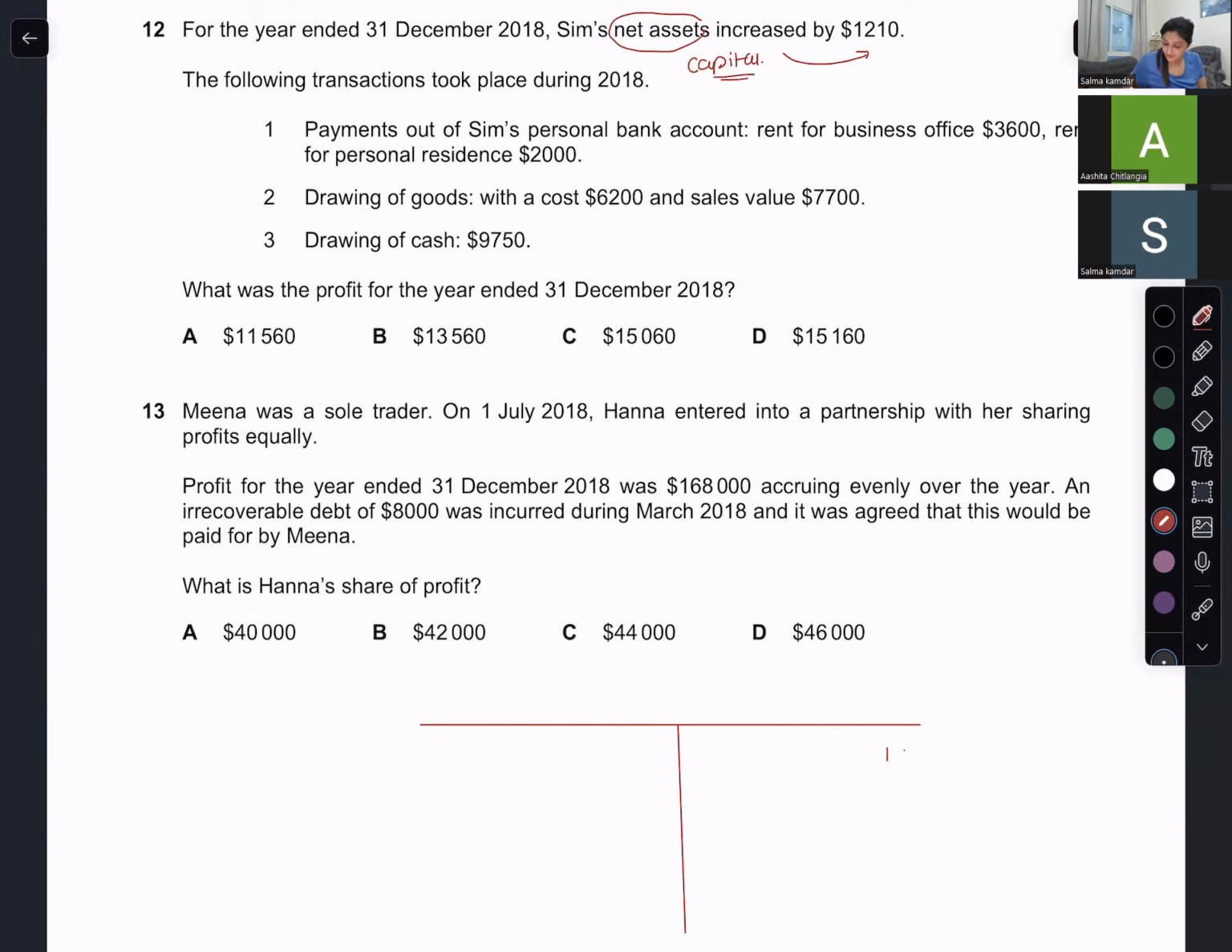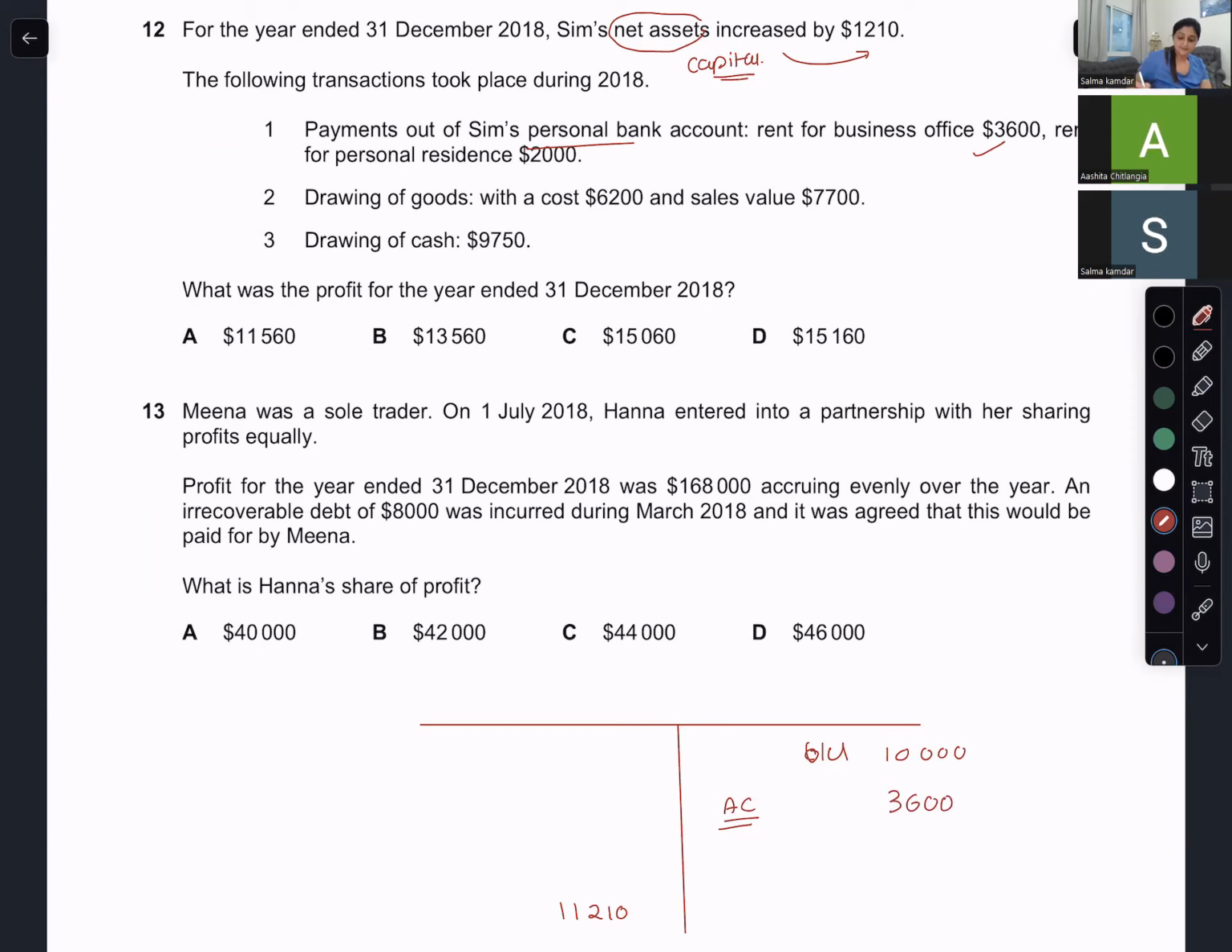I will take 10,000. So closing capital will become how much? 11,210. From her personal bank account, she has paid rent for the business. That means this is additional capital. And what she pays for herself, we have nothing to do with it.